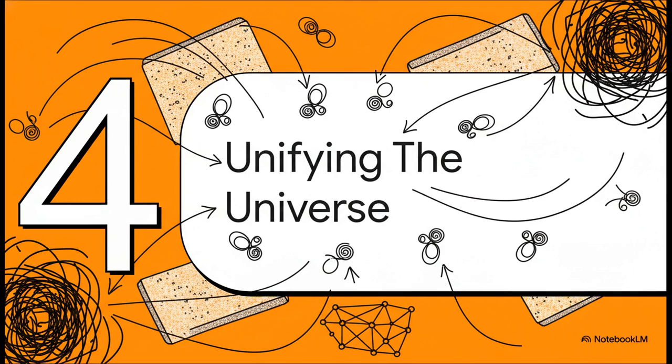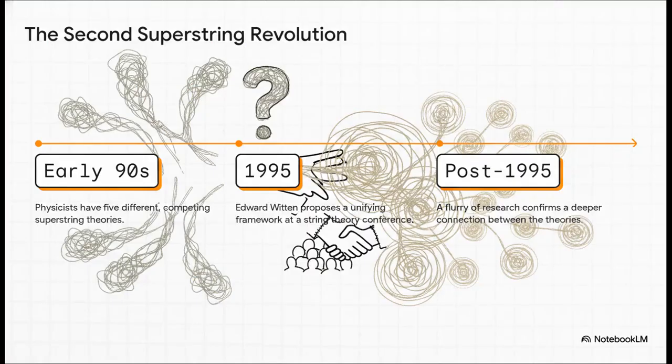So how did all these wild ideas, extra dimensions, vibrating strings, these branes, how did they manage to unify a completely fractured field and solve a major crisis in physics? So back in the early 90s, things were kind of a mess. Instead of one theory of everything, string theorists had come up with 5. And they all seemed mathematically solid, but they all described different universes. It really looked like the whole project was a failure.